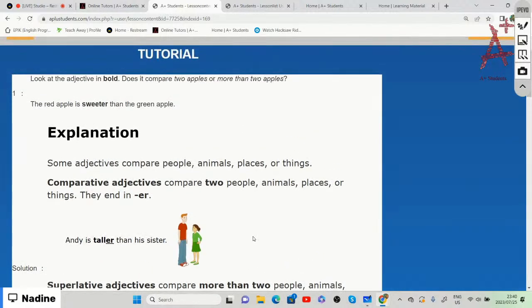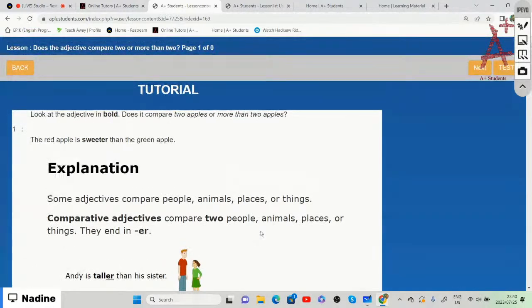All right, so now we need to look at the adjective in bold, right? Does it compare two apples or does it compare more than two apples? The red apple is sweeter than the green apple. Sweeter, right? So this is now where we are going to have to find out if it is either a comparative or a superlative adjective.